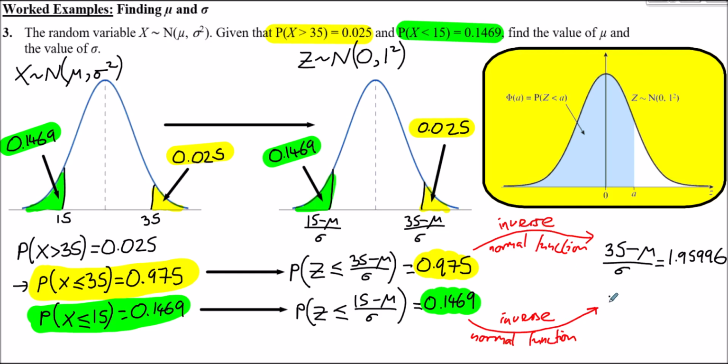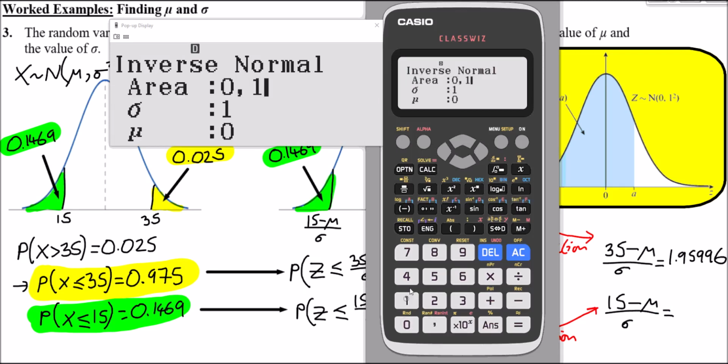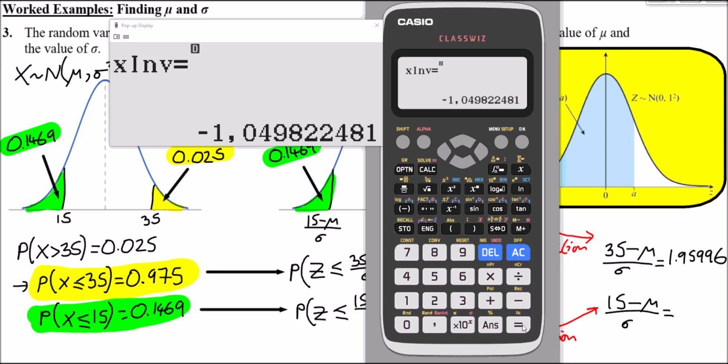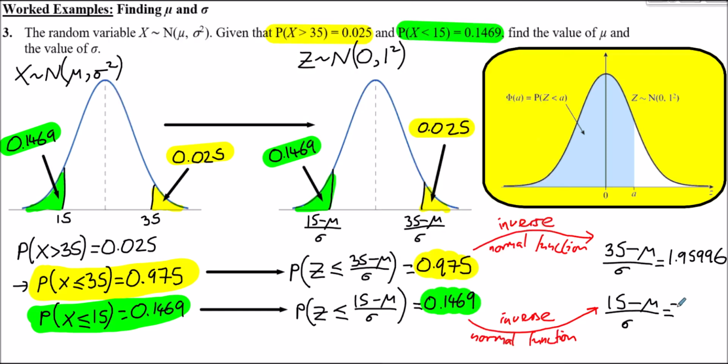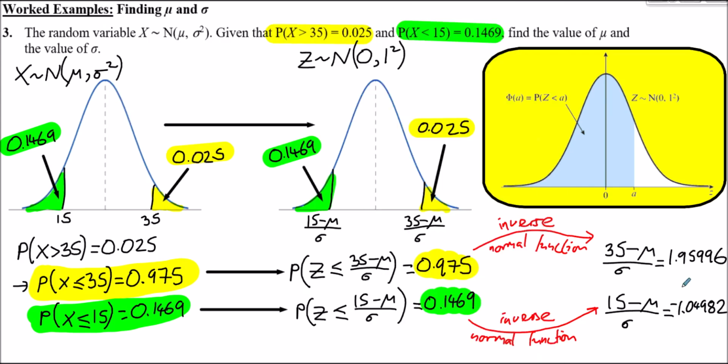And that'll tell us that 15 minus mu over sigma needs to be, well, let's see. So again, now we want the area to be 0.1469. So that gives us minus 1.04982. Just check those values are correct. Yes, they are. So what I've got here is a pair of simultaneous equations to solve. So all we need to do now is to solve these simultaneously, and then we're done.